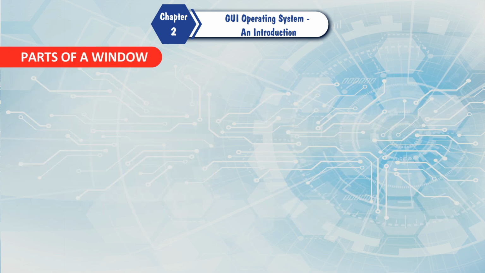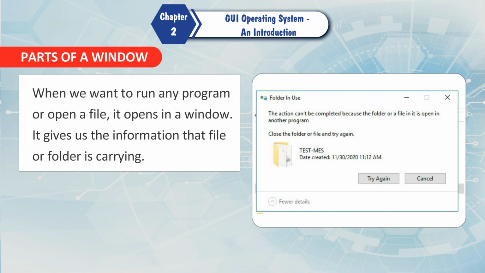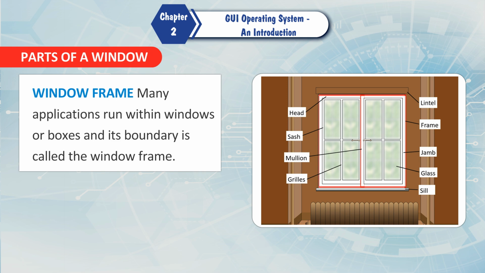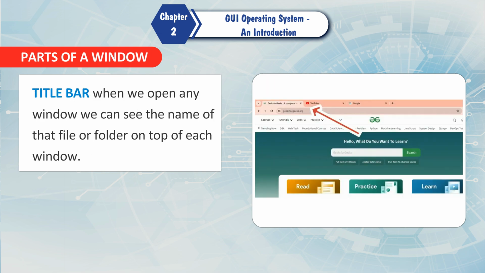Parts of a window. When we want to run any program or open a file, it opens in a window. It gives us the information that the file or folder is carrying. Window frame. Many applications run within windows or boxes and its boundary is called the window frame. Title bar. When we open any window, we can see the name of that file or folder on top of each window.